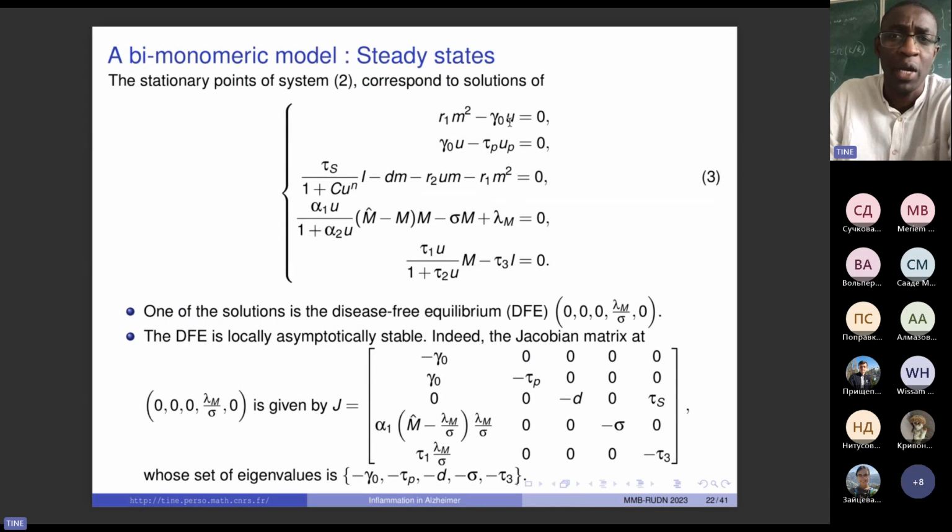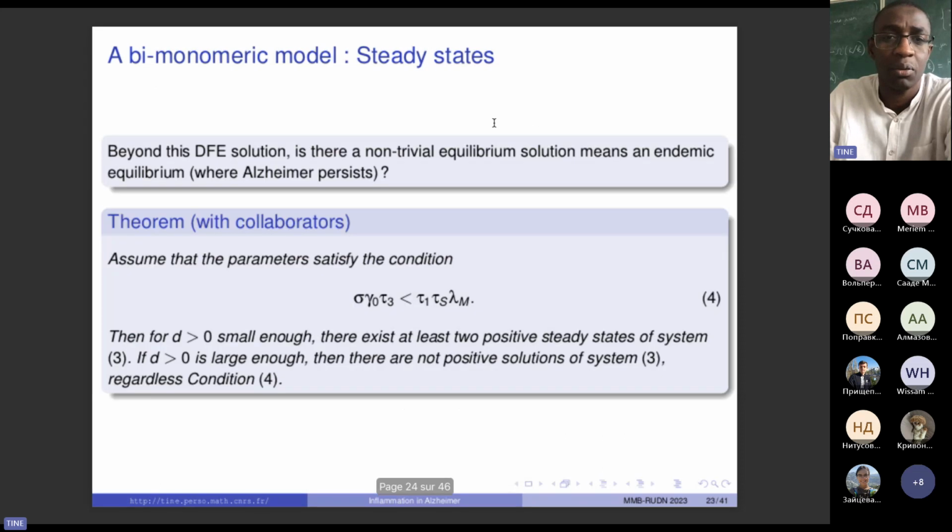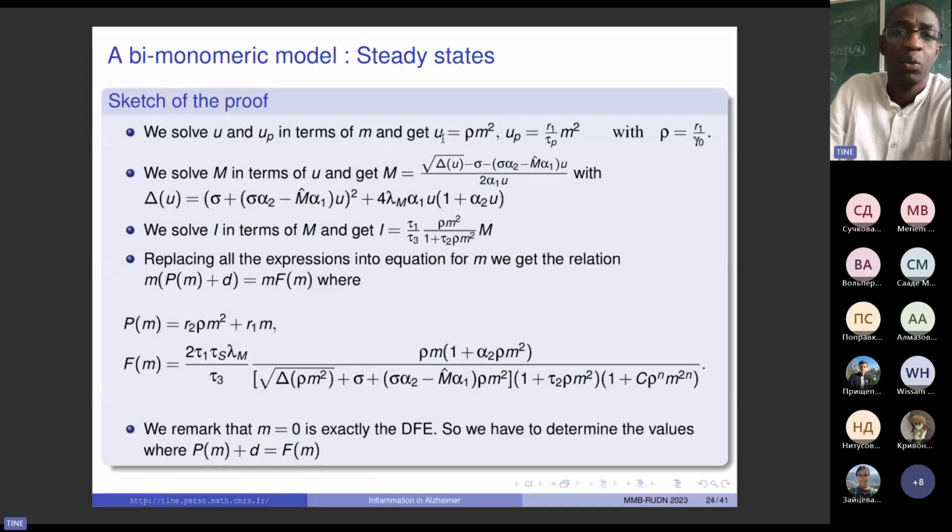If you have this system, you can solve U here. You can solve UP here, because we will solve U depending on M. Here UP depends on U, so we will have UP depending on M also. So that's why here we say that U is equal to rho M squared. Here UP, we give it as this, where rho is R1 over gamma naught.